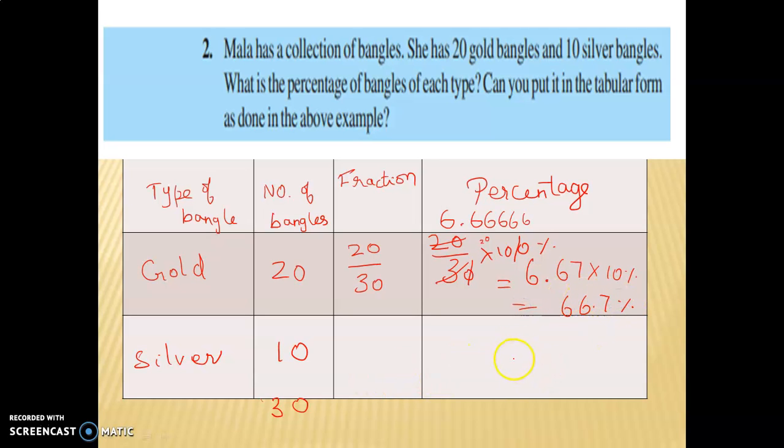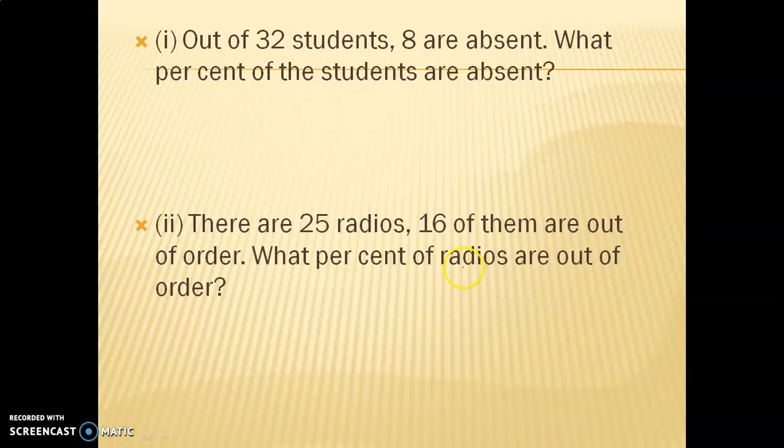Similarly, you have to complete this calculation. Children, in the book itself you can complete it. It is the Try This column only in your textbook. Now, coming over to the next question. These things you have to take down in your classwork note as I teach.